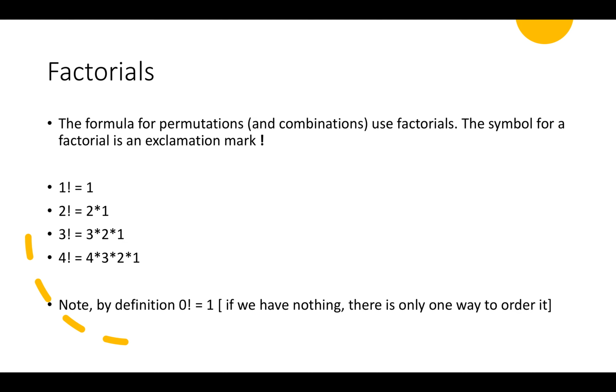So 2 factorial is 2 times 1. 3 factorial, 3 times 2 times 1. 4 factorial, 4, 3, 2, 1. 8 factorial, 8, 7, 6, 5, 4, 3, 2, 1. Technically, 0 factorial is going to be equal to 1. It's a definition.